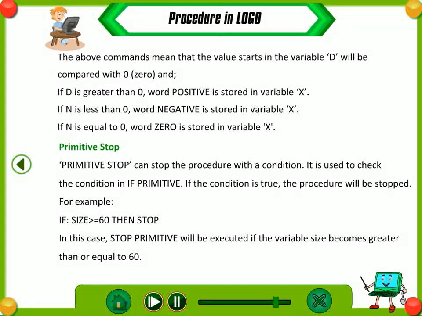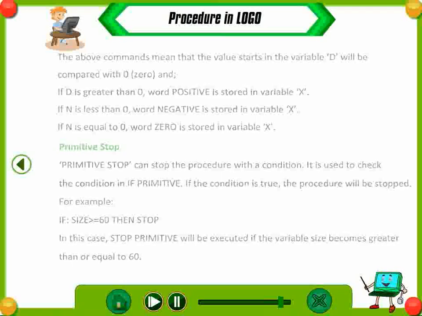Primitive stop. The stop primitive can stop the procedure with a condition. It is used to check the condition in the if primitive. If the condition is true, the procedure will be stopped. For example, if size is greater than or equal to 60, then stop. In this case, the stop primitive will be executed if the variable size becomes greater than or equal to 60.